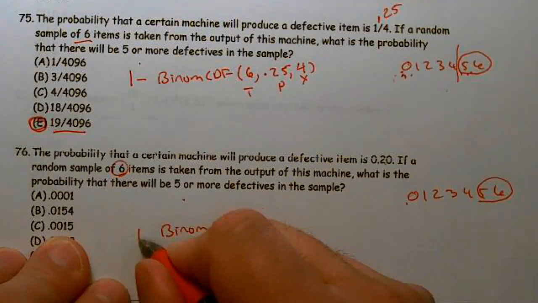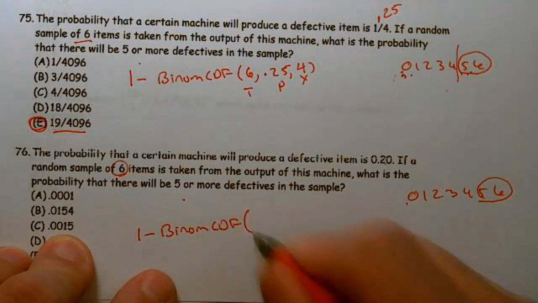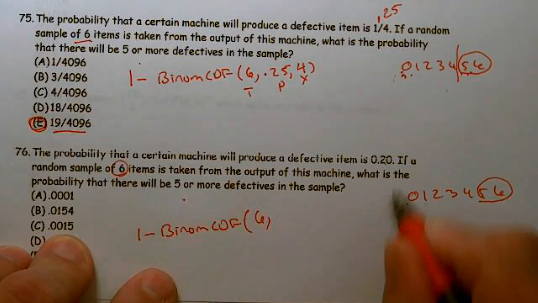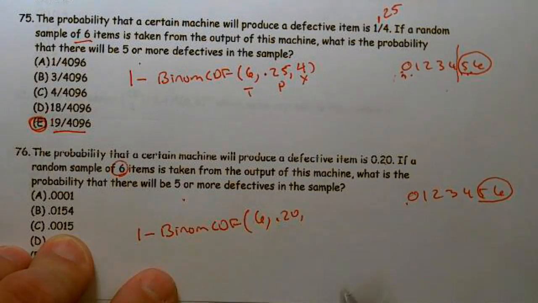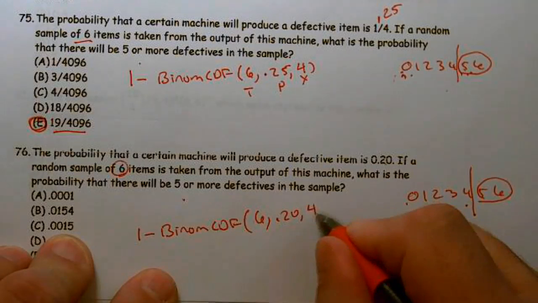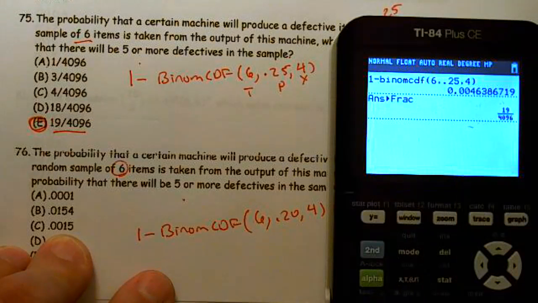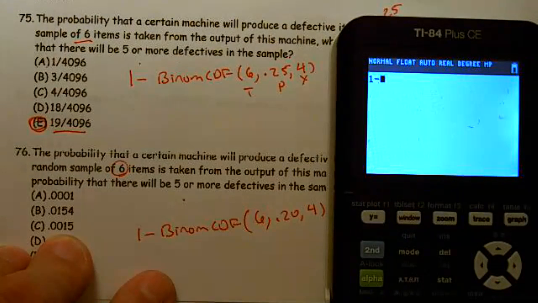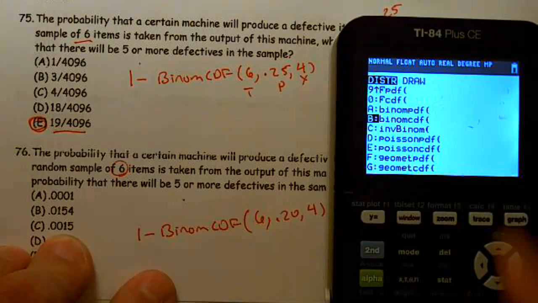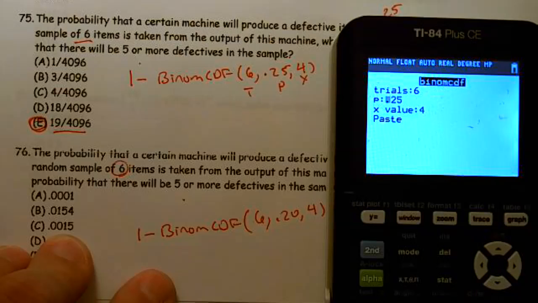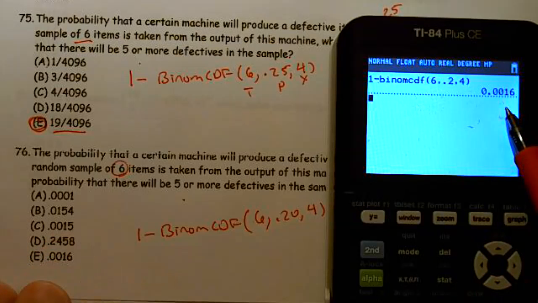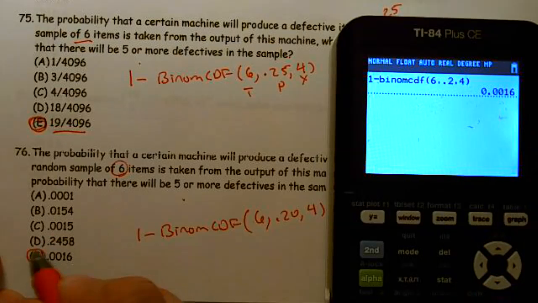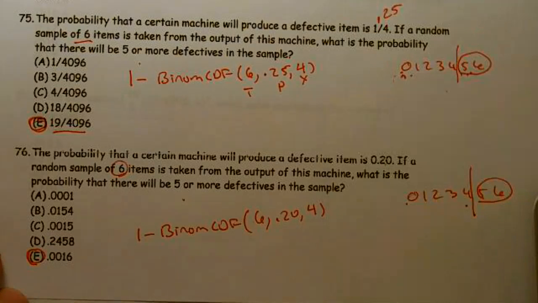0 is not circled, so this is a 1 minus situation. My trials in this case is 6. My probability is 0.20. And my X value is the highest value I did not want, which happens to be 4. So 1 minus second vars, binomial CDF, trials is 6, probability is 0.2, X value is 4. And I end up getting 0.0016. All right, 0.0016 is my answer.